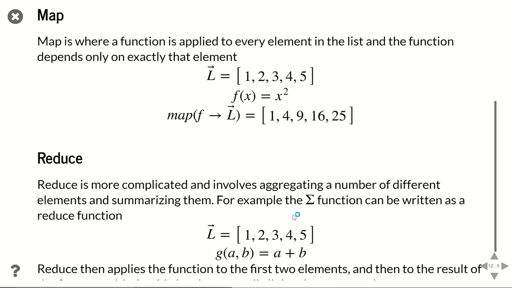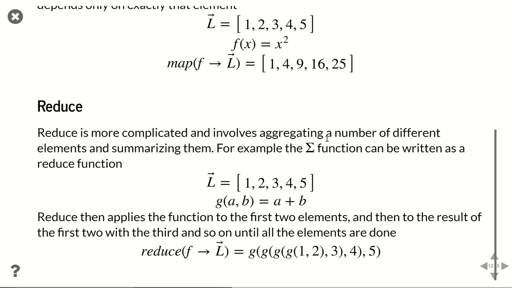the map one is where you have a function that's applied exactly the same way to every element in a list, and the function only depends on exactly that element. A very simple map function would be x squared. If you have a list of 1, 2, 3, 4, 5, and your function is x squared, the map of f to l would be 1, 4, 9, 16, 25. So this is a very basic map function. Obviously, it isn't useful for most tasks, but at least it's a starting point.